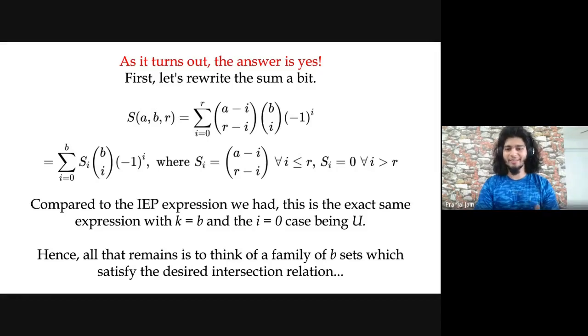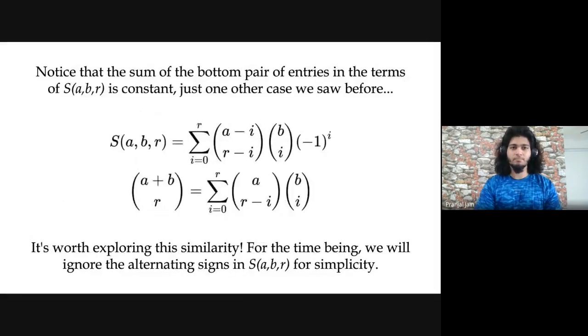And now all we need to do is think of a family of P sets which have their sizes and the intersection of the sizes given by these S sub I, because that is the main part, right? If we don't find any sets, then we can't apply the inclusion-exclusion principle, no matter how similar the two expressions look.